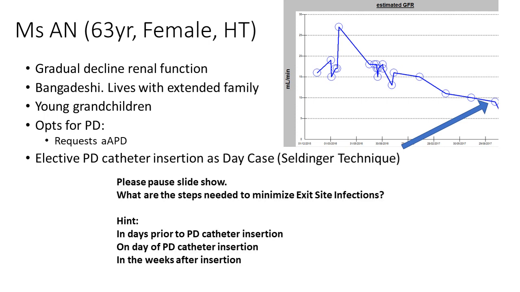At this point, before I describe what we actually do, I thought it might be useful if you stop this slideshow and think to yourself, what do you do in your unit? And actually, more importantly, what do you think we should be doing in the ideal world to minimize risk of infections in our patients, both peritonitis and particularly exit site infections? What should we do leading up to the PD catheter insertion? What should we do on the day of the PD catheter insertion? And what should we do in the weeks after PD catheter insertion?